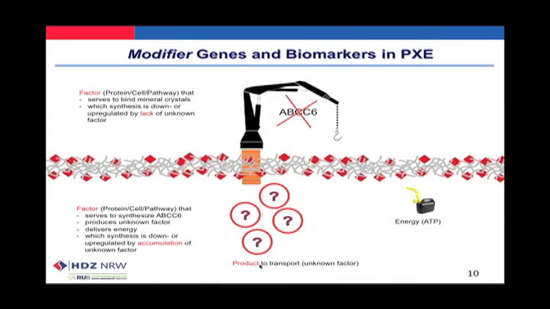Modifier genes could also be factors that serve to synthesize ABCC6, that produces these unknown factors. ABCC6 just transports it. They can be factors that deliver energy, which is needed, for instance, when you think that one patient has only one ABCC6 mutation: what happens when there's not enough energy supplied in the cells? And all this together is quite complex, but may all affect the disease outcome, for instance, in PXE. Next slide, please.